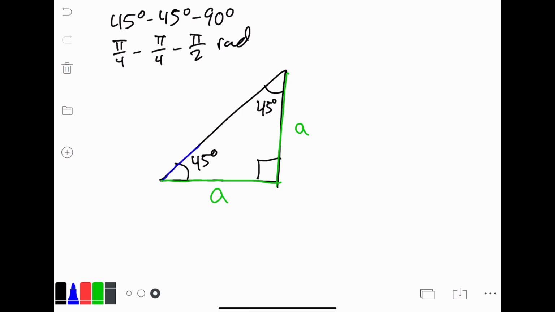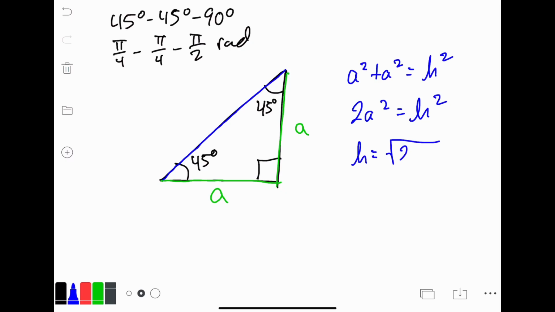Therefore, what would that make the hypotenuse? Well, using Pythagoras' theorem, a squared plus a squared has to be equal to the hypotenuse squared. Correct? So that means then that 2a squared is equal to h squared. So h is equal to the square root of 2a squared, which simplifies to a square root of 2. And there we have it.